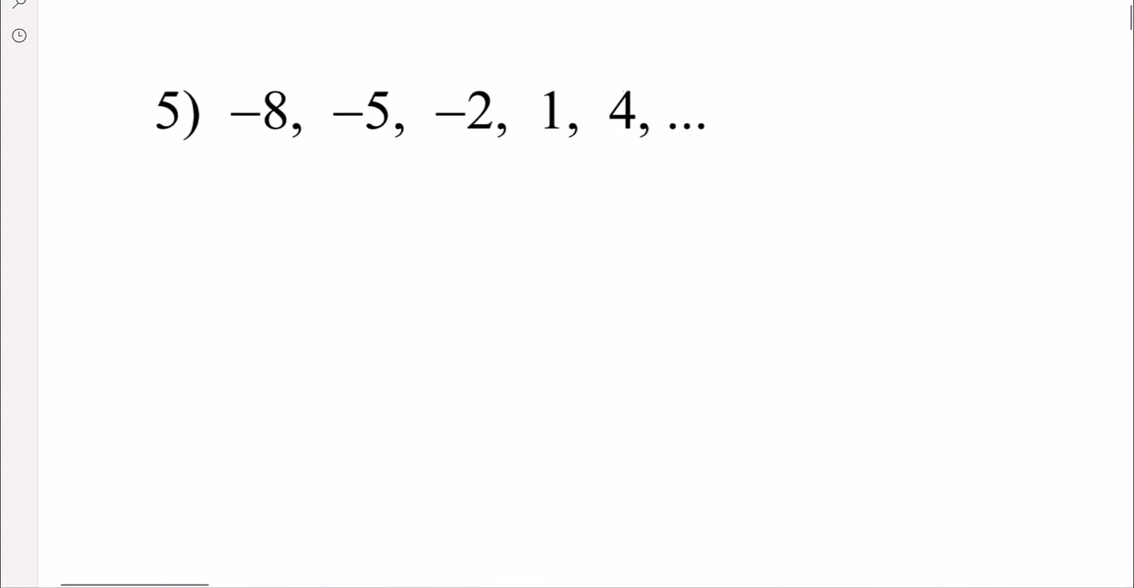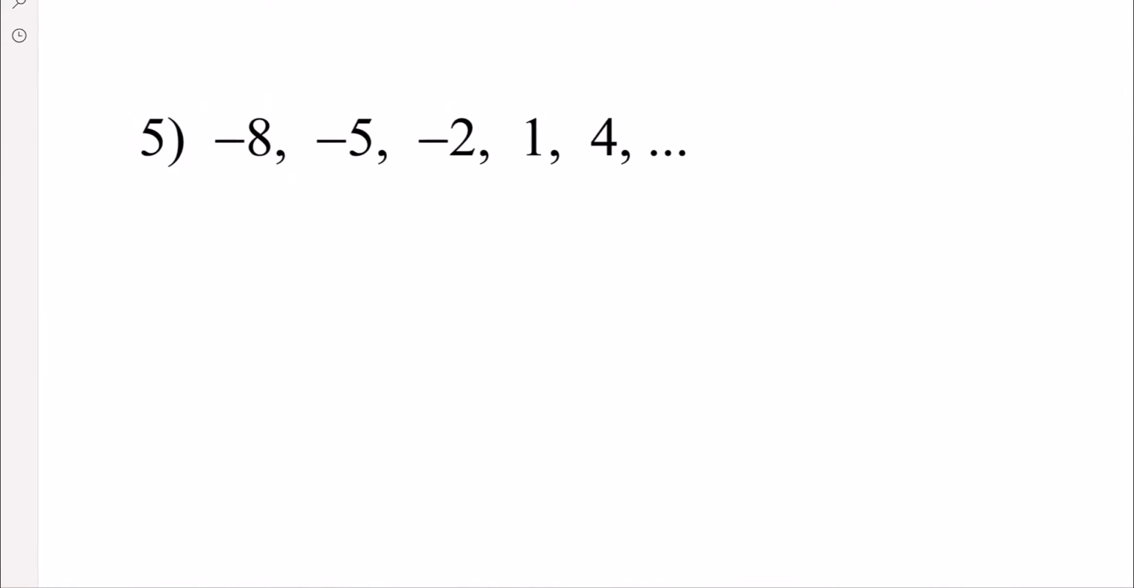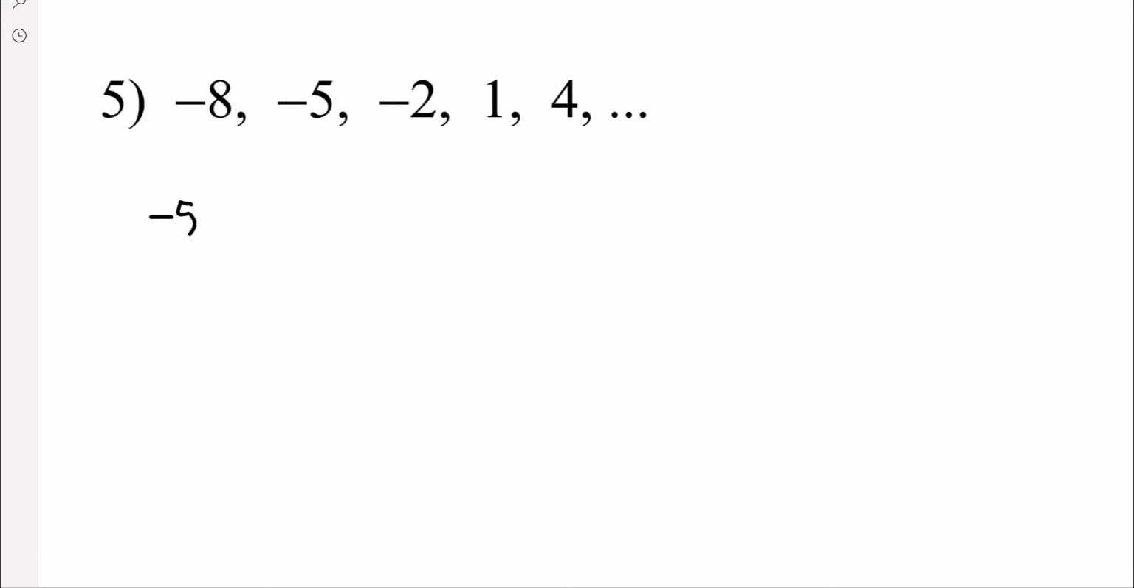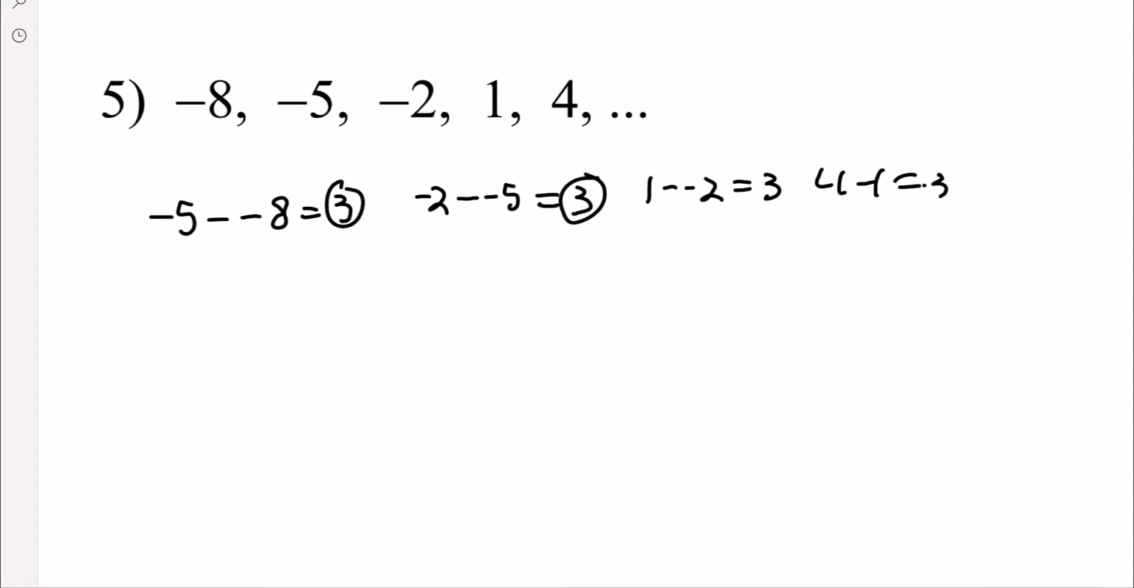Or, here we go. Let's try this. So let's try arithmetic first. So negative 5 subtract negative 8. We're going to get positive 3. Then negative 2 subtract negative 5. This is promising. Positive 3. 1 subtract negative 2. 3. 4 subtract 1. 3. This is an arithmetic sequence.